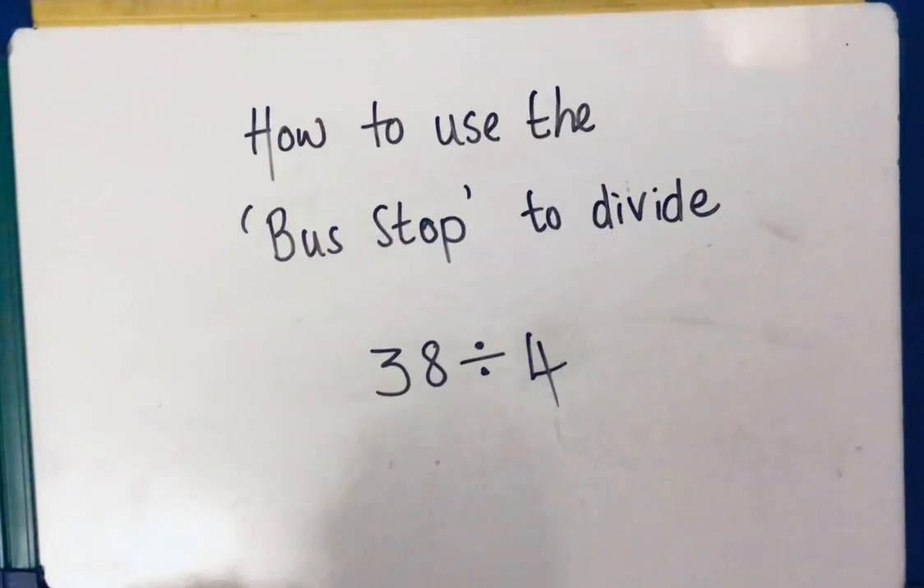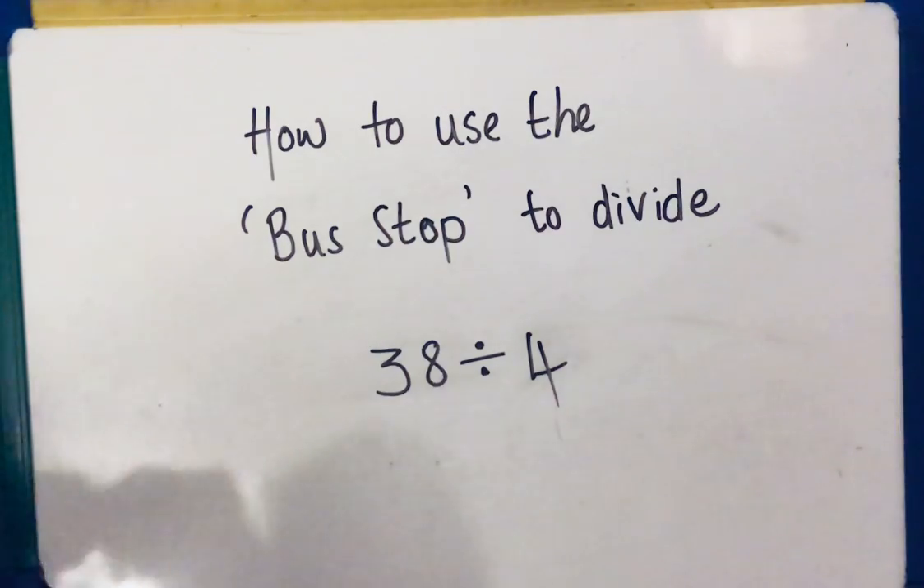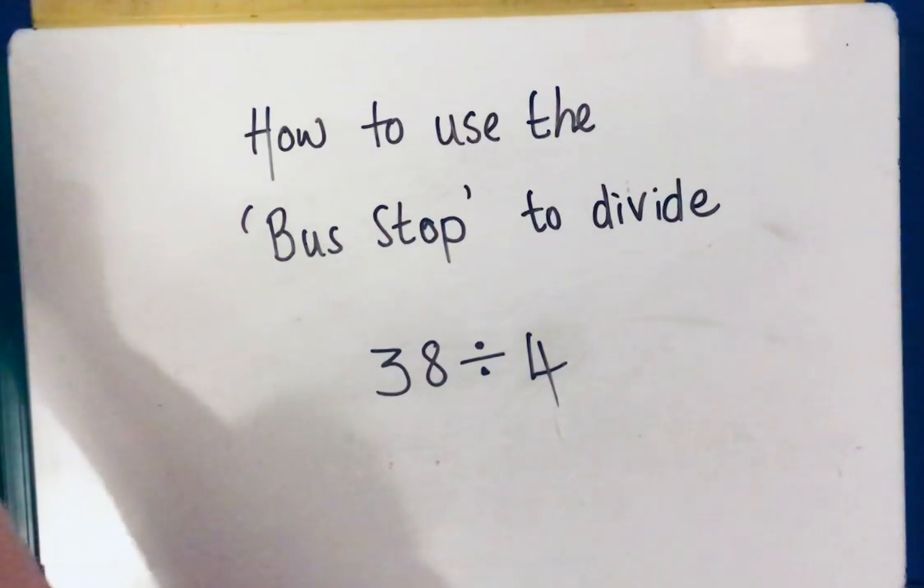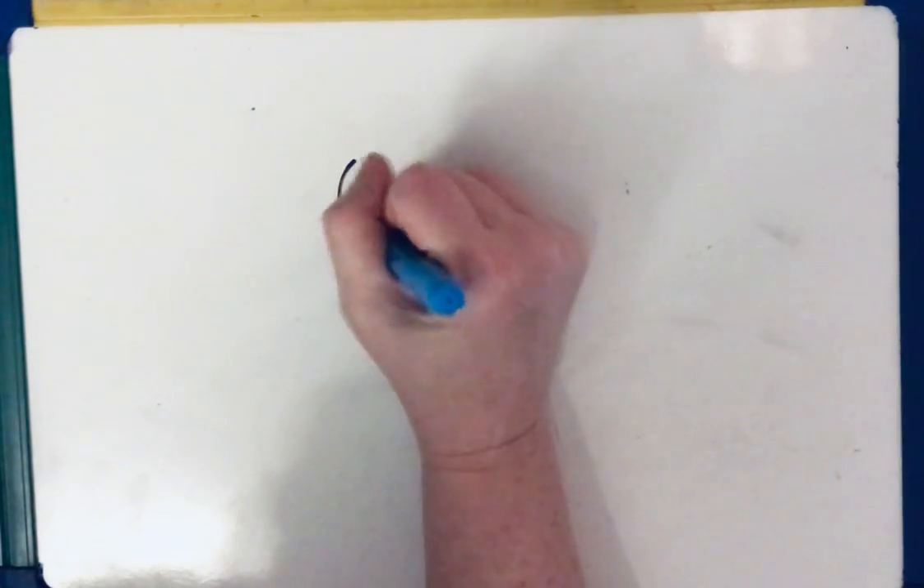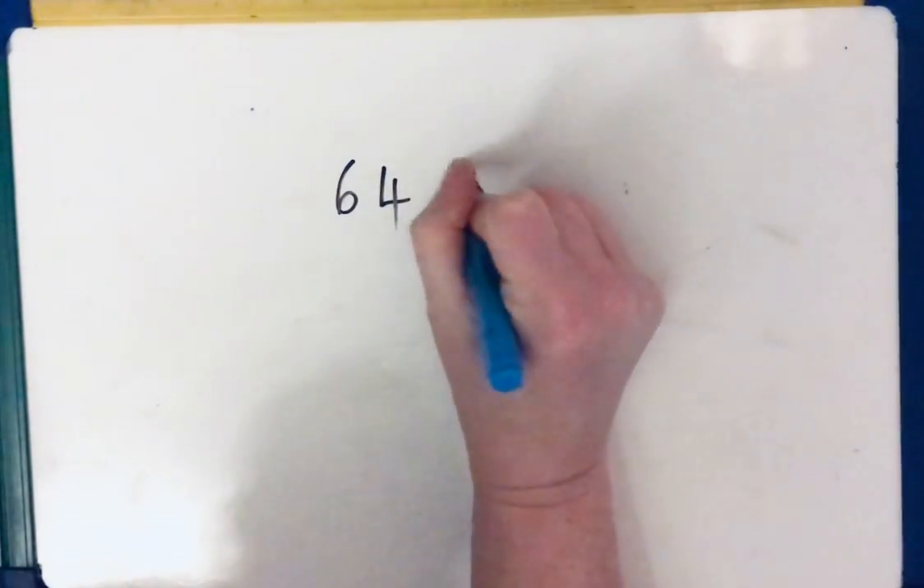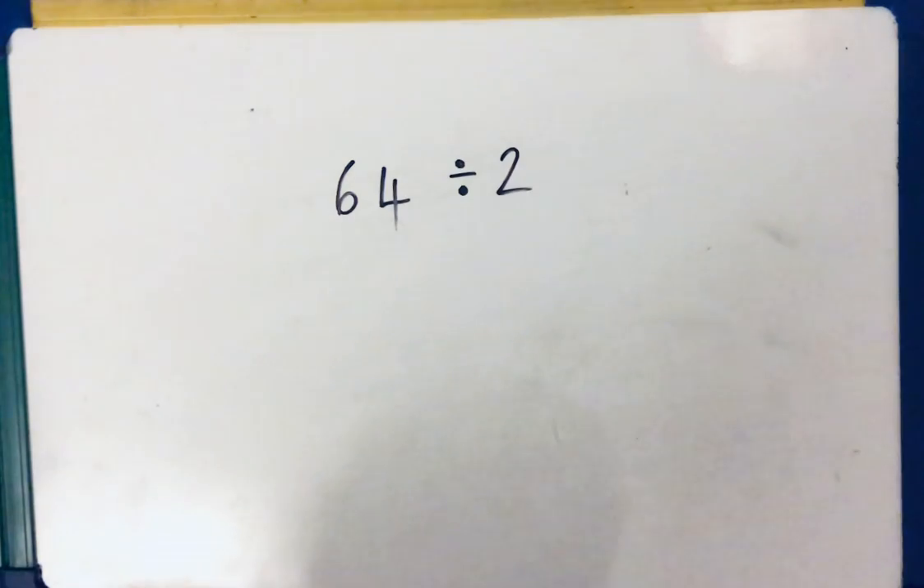Hello, this little video is going to show you how to use the bus stop to divide numbers. So let's have a look at something. We'll do 38 divided by 4 in a minute, but let's have a look at some like this to start with. Let's take any even number like 64 and we're going to divide it by 2, because the 2 times table is a nice easy one to start with.